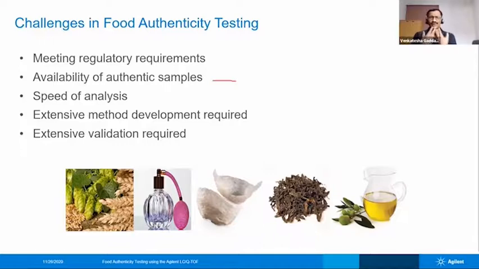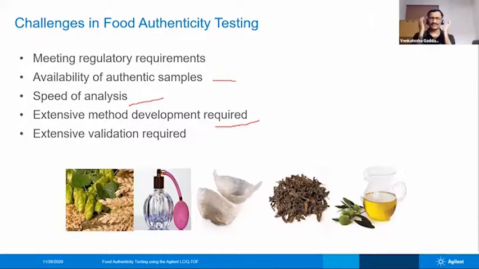The samples with which you are building a model, good or bad, have to be authentic. You have to make sure that this is original Manuka honey. And the speed of analysis matters: we can't wait 1-2 days or 1 week to get the analysis. It has to be faster, a quick analysis. And then extensive method development.